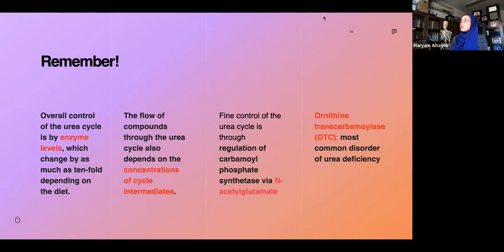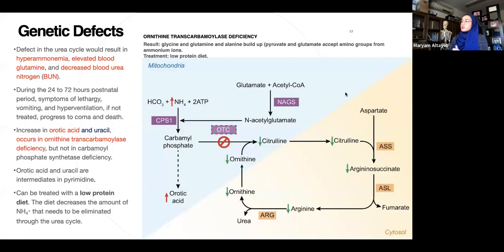Clear so far? This part kind of looks scary, but we're going to explain it and make it as easy as possible. So we said we're making urea, right? Why are we making urea? To get rid of ammonium in the blood. Why? Because ammonium is toxic.